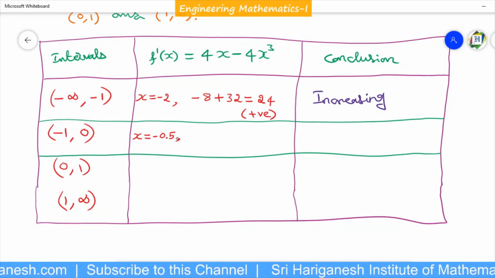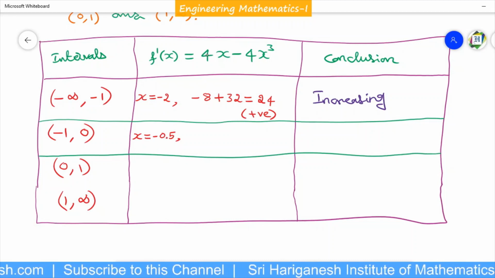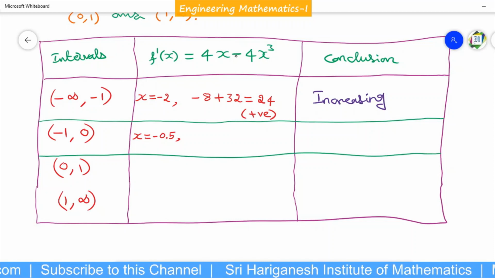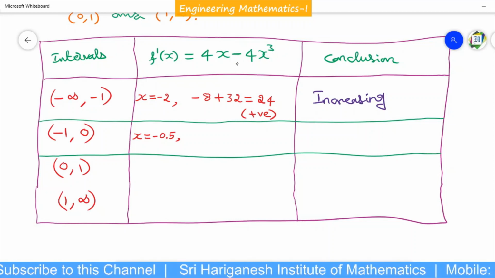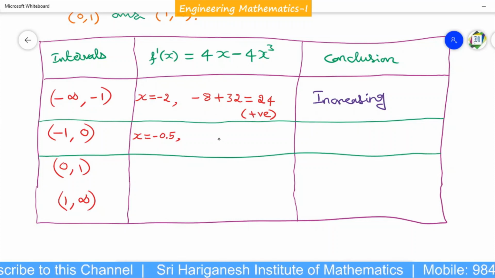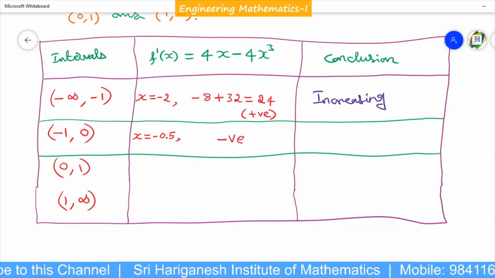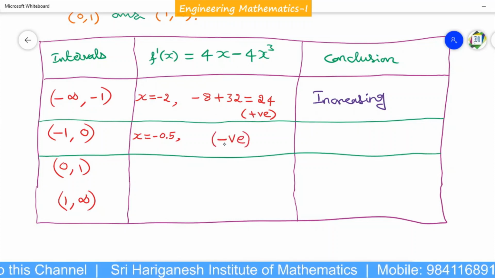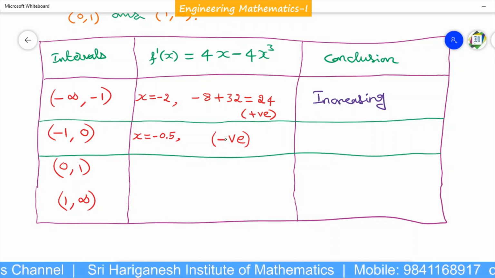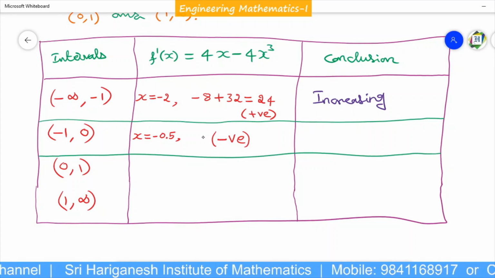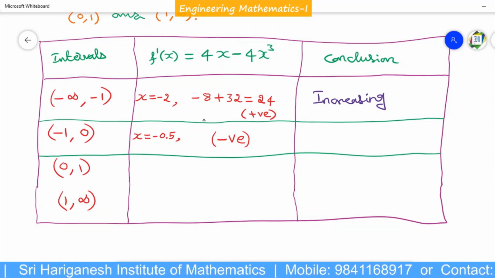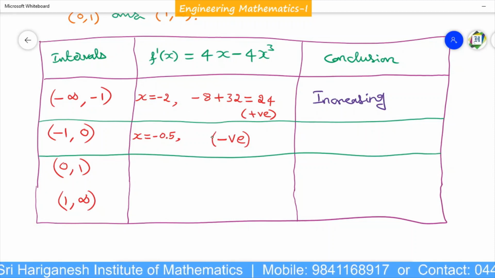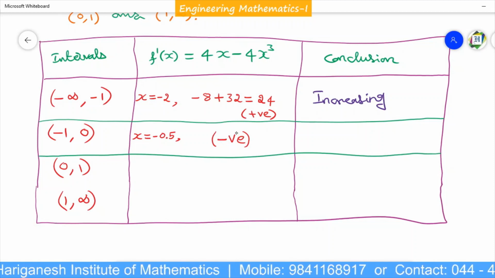If you put minus 0.5 in f dash of x, 4 into minus 0.5, the whole cube, use your calculator. You will be getting a negative value. Already I told you, I don't want the value. I want to know whether it is negative or positive. That is enough. If you have a doubt, you can find out the value. Definitely you will be getting a negative value. So I am mentioning here, negative.